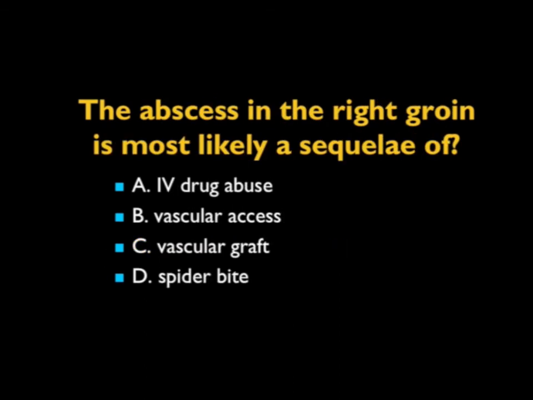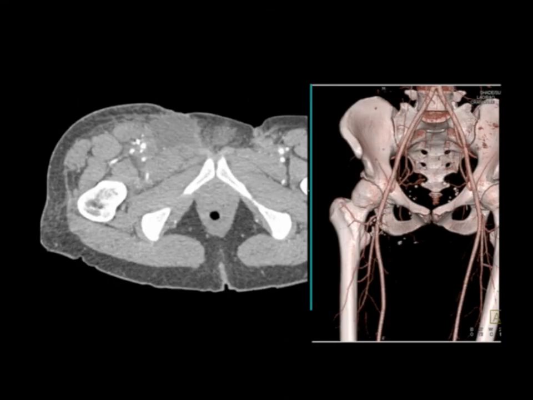This patient has an abscess in the right groin. You can see it very nicely, and I asked you why. Well, first of all, without even looking, if you have an abscess in the groin, supraclavicular zone, axilla, you always think about IV drug abuse. You can also see it with attempted vascular access or post-grafting, or if you got bitten by a big spider.